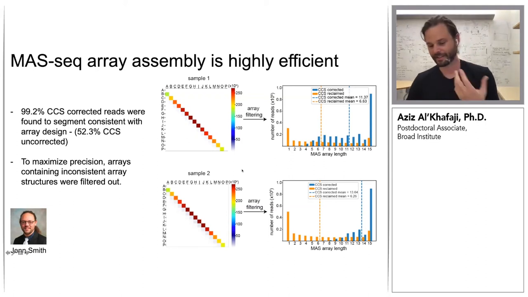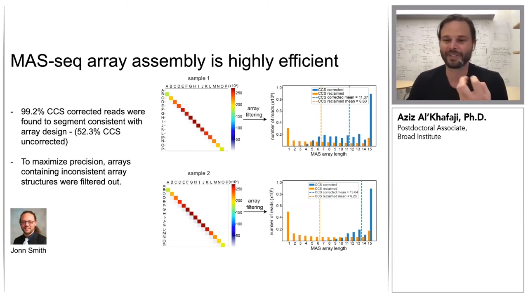An amazing thing came out of this. We realized that we could actually go into the CCS uncorrected reads and perform Longbow on this much more noisy data. And to our surprise, around 52% of the CCS uncorrected data was actually able to segment properly using Longbow. So we're actually able to reclaim the CCS uncorrected reads, which again are typically thrown away.